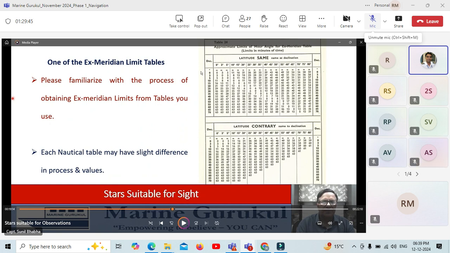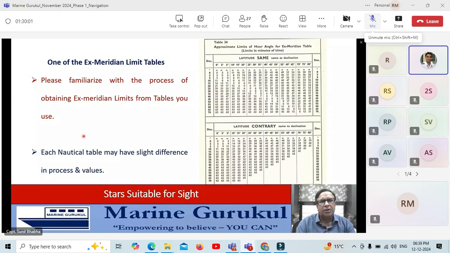Now we are not using this one. This is basically Burton's table. We are using Norrie's table, beta. Remember I showed you those table 1 and table 4. We will be using those tables to get the X meridian limit. Each nautical table may have slight differences in the process and also in the values, because these values are approximate. So there will also be a slight variance in the values, which is insignificant. You can go by the values that you get from your tables.